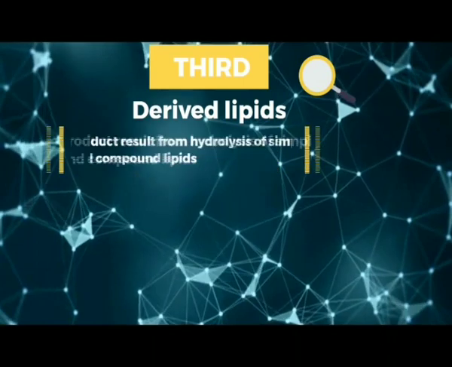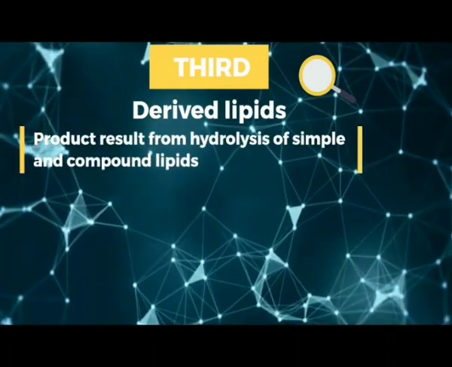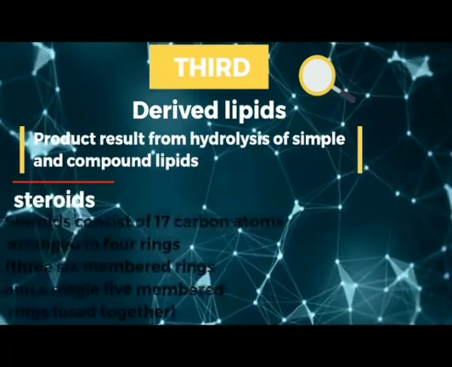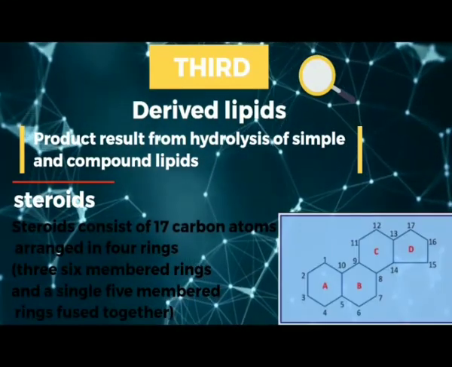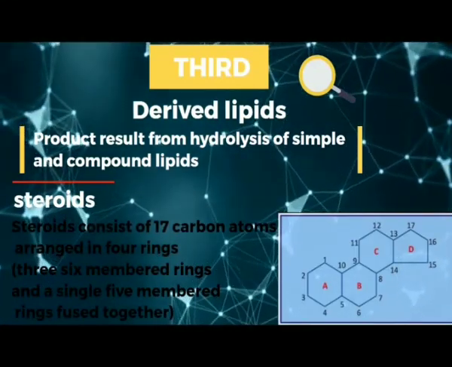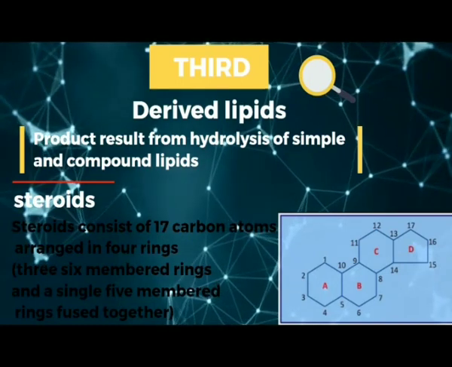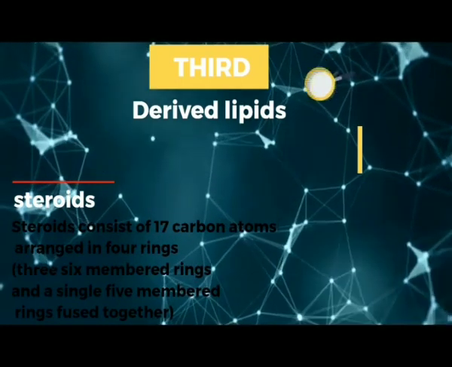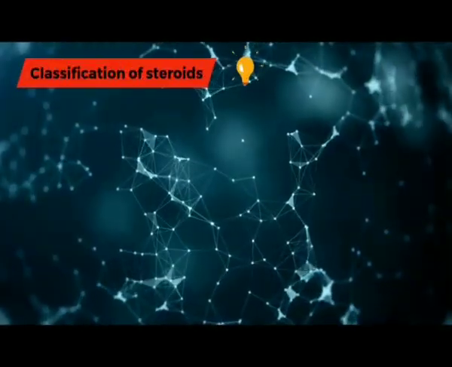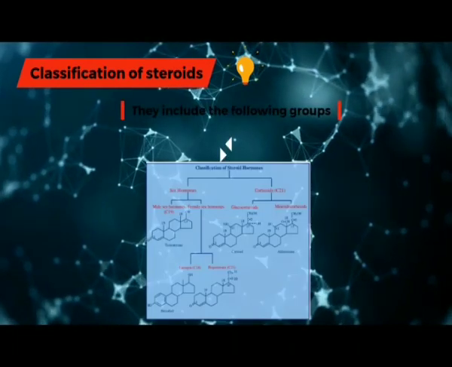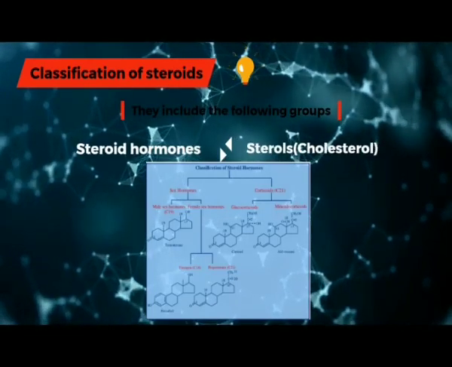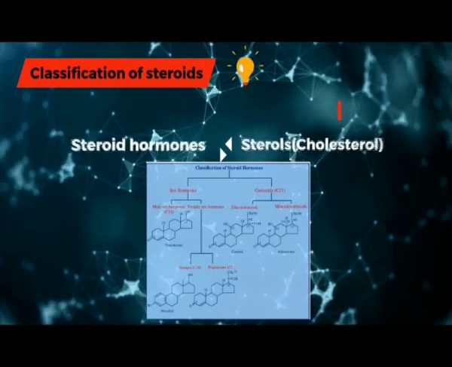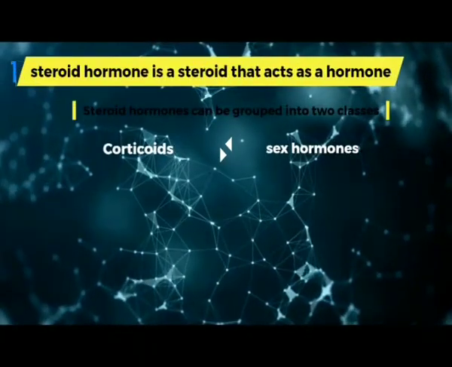Third, derived lipids. Products resulting from hydrolysis of simple and compound lipids. Steroids. Steroids consist of 17 carbon atoms arranged in 4 rings, 3 six-membered rings and a single 5-membered ring, fused together. Classification of steroids. They include the following groups: steroid hormones, sterols, cholesterol.